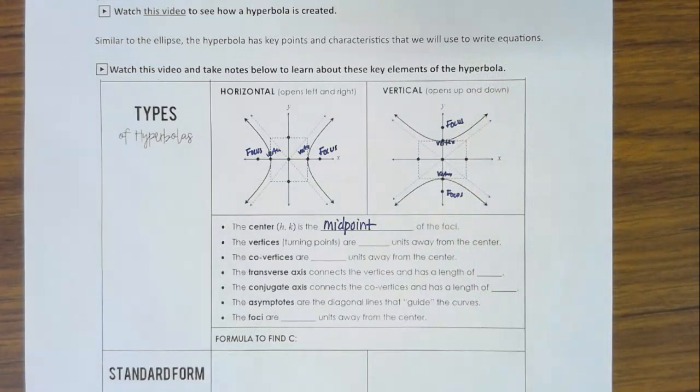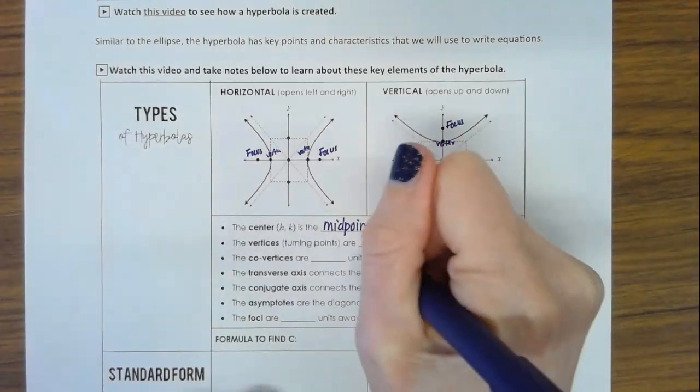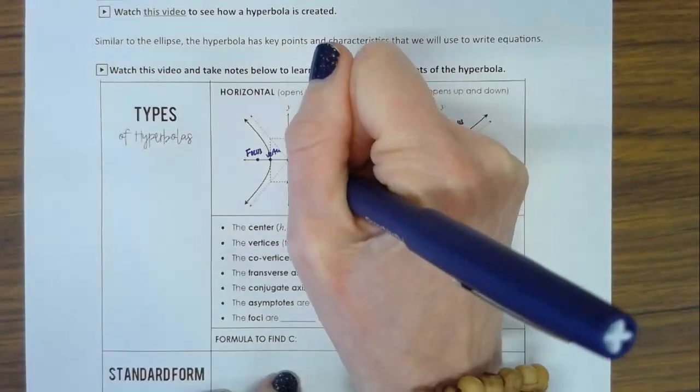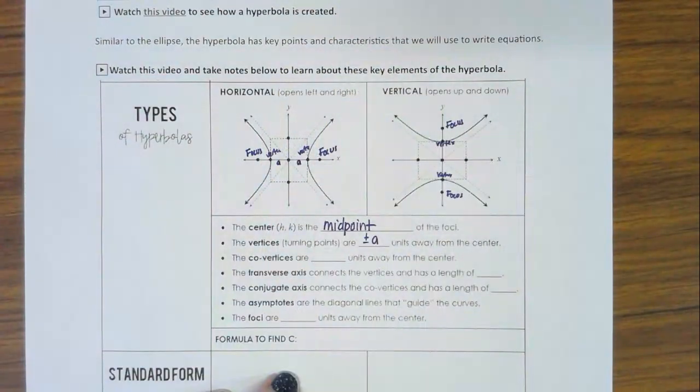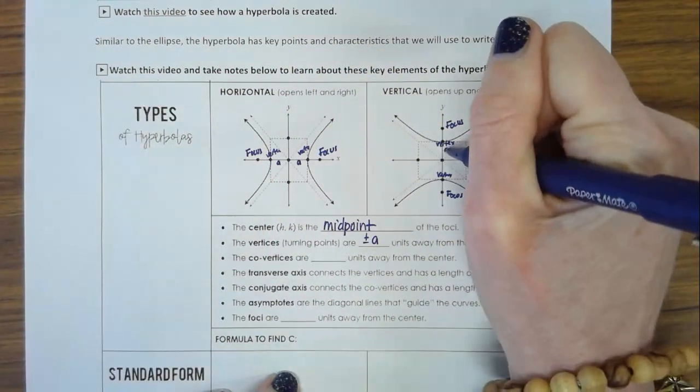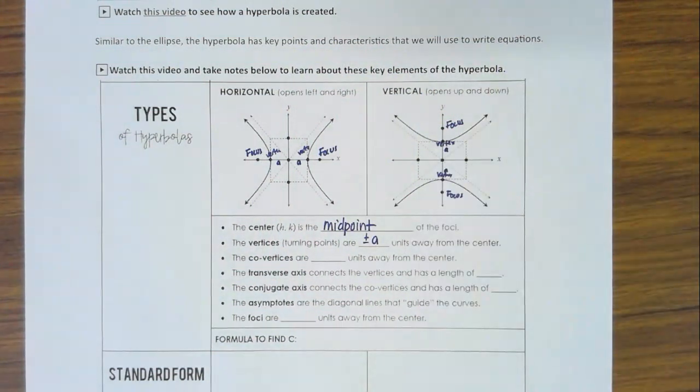Now, you can see in each of those diagrams I have a little rectangular box drawn in. As we create that box, it's going to help us create our shape if we were to graph these. Similar to how our vertices in an ellipse are a units away from our center, the same thing is happening in our hyperbola. Our vertices, or our turning points, are also plus or minus a units away from our center, because they can be a units to the right and a units to the left, or a units above and a units below, depending on our turning points.